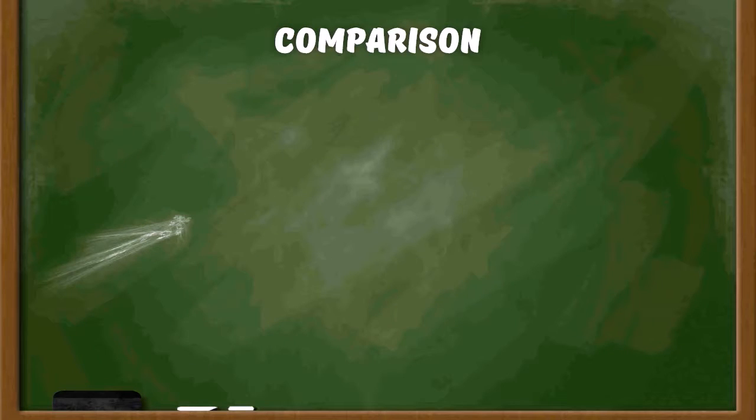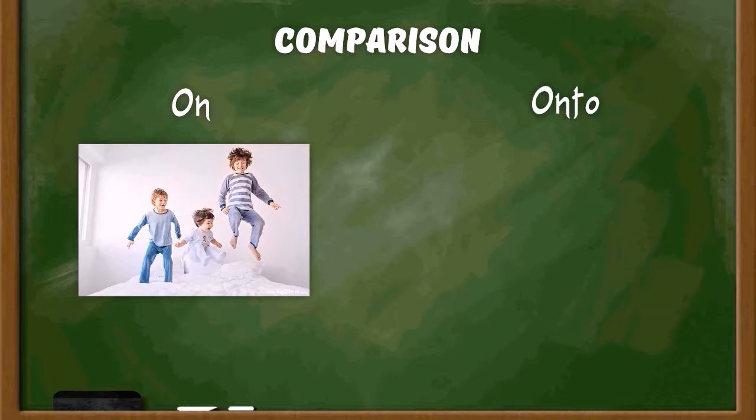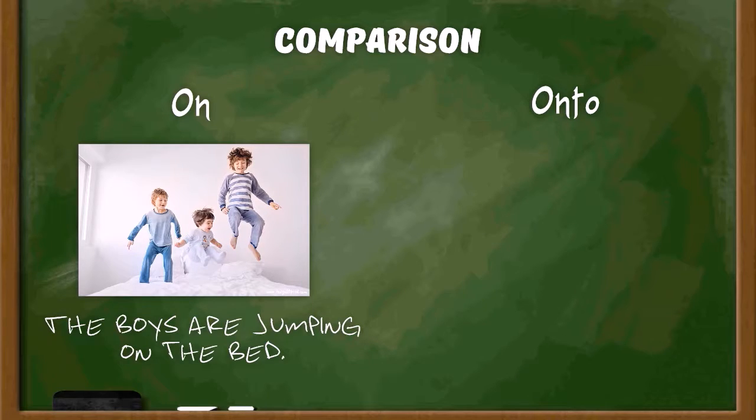Now let's compare on and onto. In this photo, the boys are jumping on the bed. Before they start the action of jumping, they are on the bed. After the action of jumping, they are still on the bed. Their position did not change.